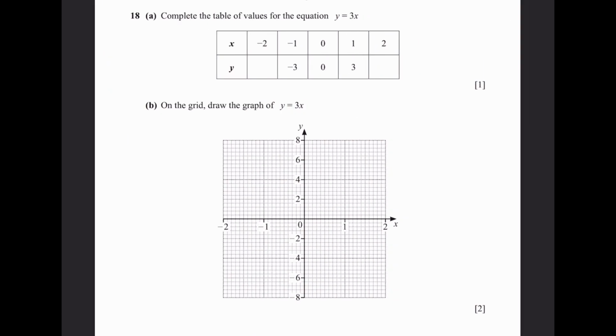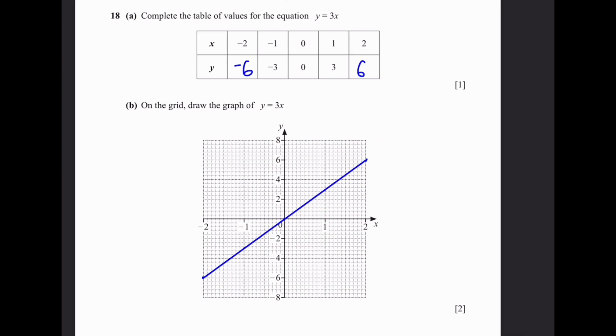Question 18. A. Complete the table of values for equation y equals 3x. We just multiply by 3. Y is equal to minus 6 because minus 2 into 3. 2 into 3 is 6. B. On the grid, draw the graph of y equals 3x. So minus 2, minus 6 is here. And minus 1, minus 3. 0, 0. 1, 3. And 2, 6. Now we can simply connect the dots. Draw the full line.